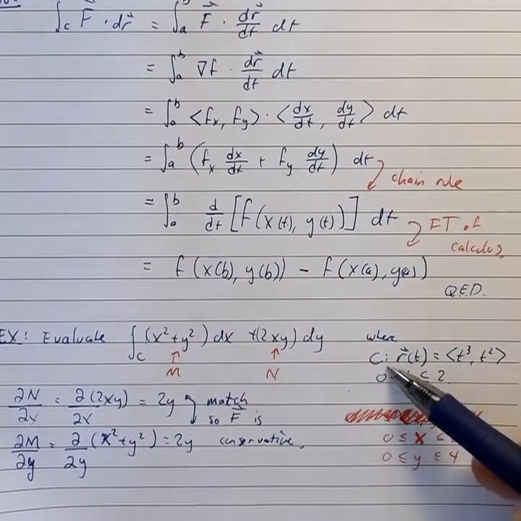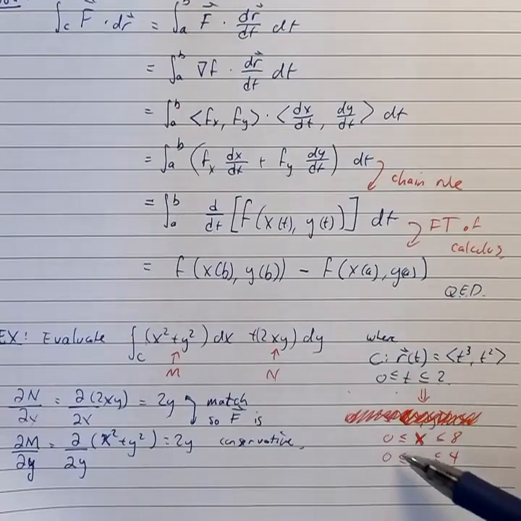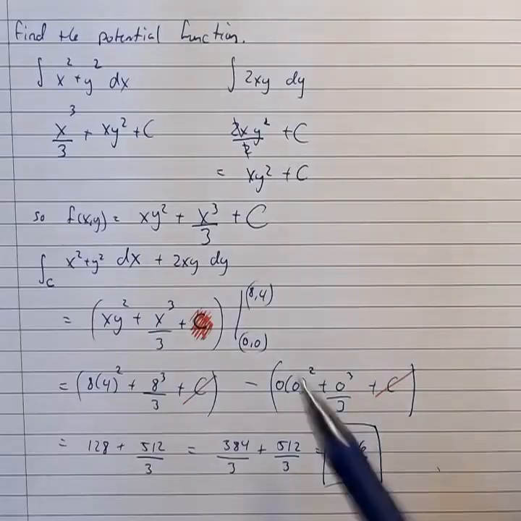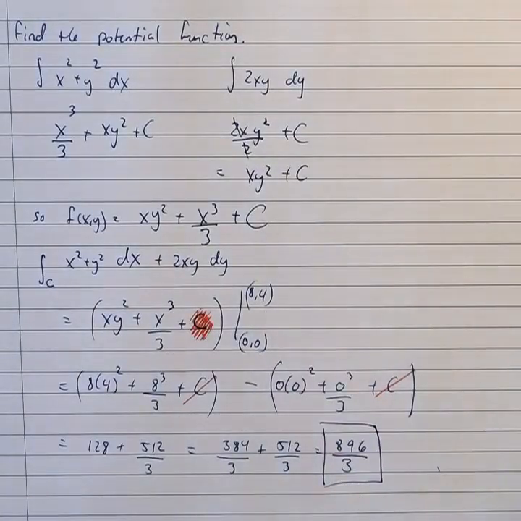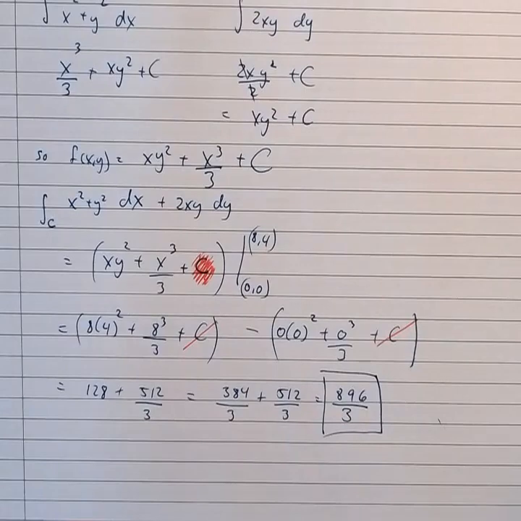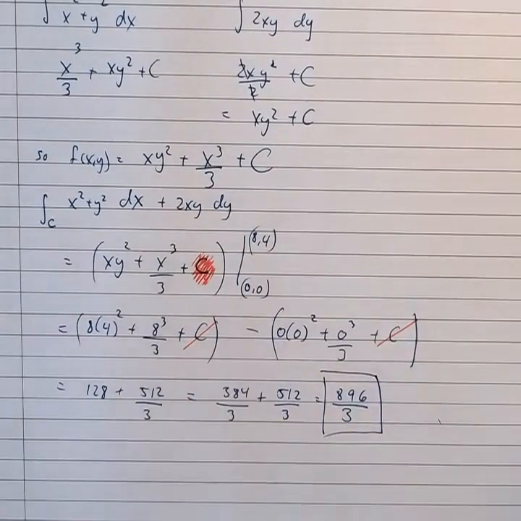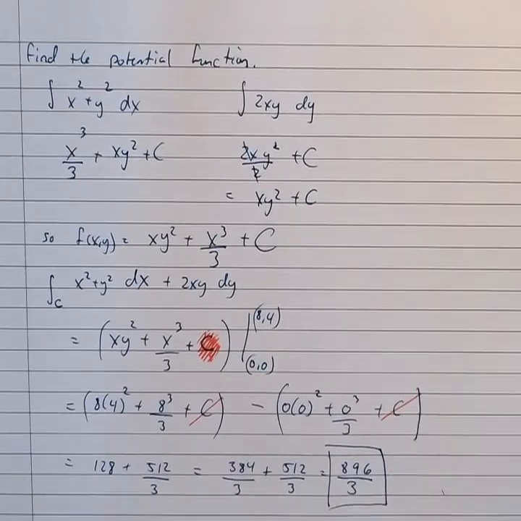All that mattered was, okay, where does this start? My first point is 0, 0. Where does it end? My last point is 8, 4. So 0, 0 to 8, 4. And beyond that, everything is dependent on just what your potential function is and what your endpoints are. And that gives us our result.